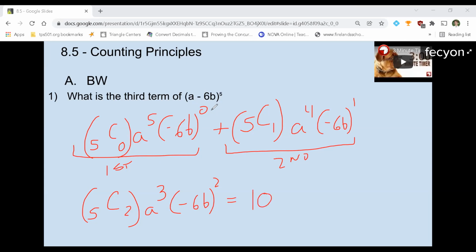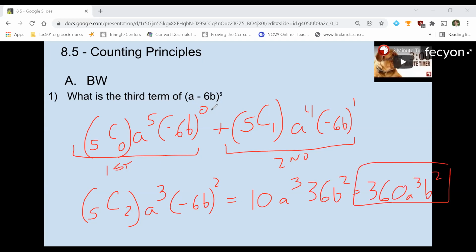Or just type it into a calculator. So it's 10 a cubed times negative 6 squared, which is 36 b squared, or 360 a cubed b squared. Why didn't I just do that as my analogy? How many different ways can you hold up 2 fingers out of 5? Stupid, Mr. Lake, just dumb. All right, everyone happy? Great.